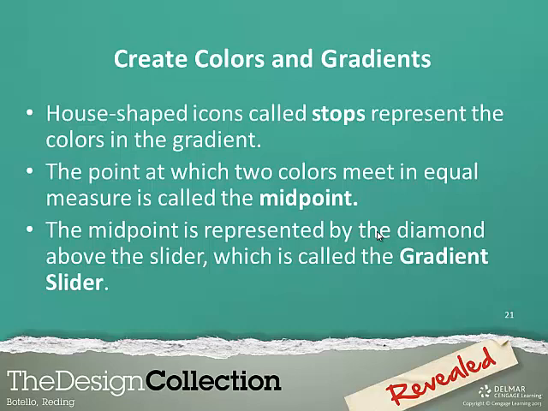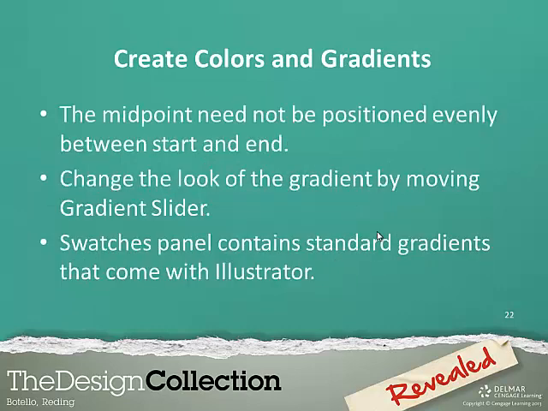House-shaped icons called stops represent the colors in the gradient. The point at which 2 colors meet in equal measure is called the midpoint. The midpoint is represented by the diamond above the slider, which is called the gradient slider. The midpoint need not be positioned evenly between start and end. You can change the look of the gradient by moving your gradient slider. The Swatches panel contains standard gradients that come with Illustrator, and then of course you can create your own.